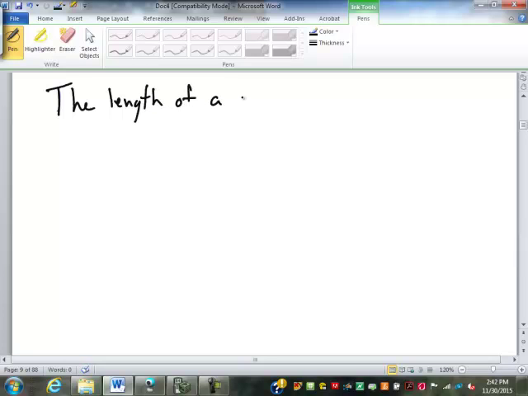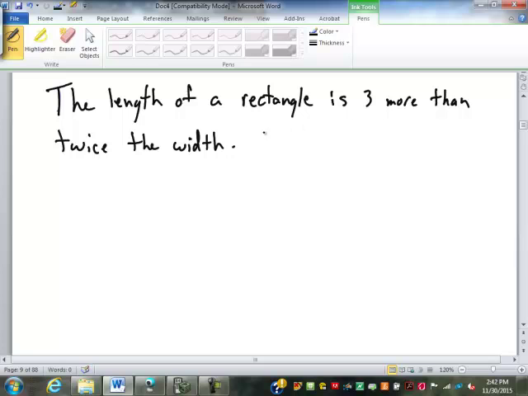The length of a rectangle is 3 more than twice the width. The perimeter is 126. Find the length and the width.